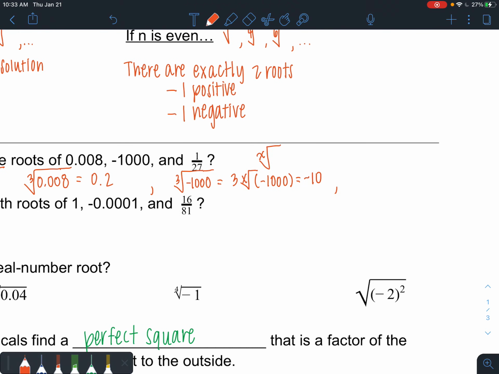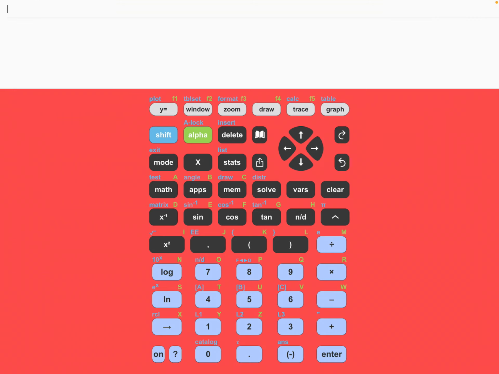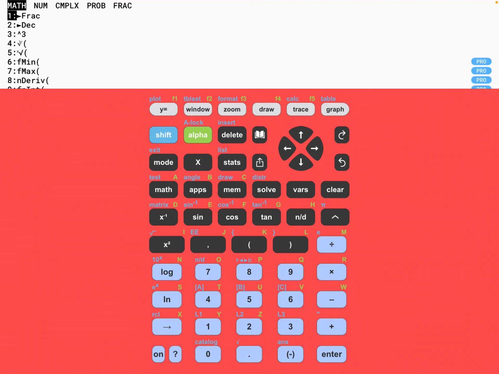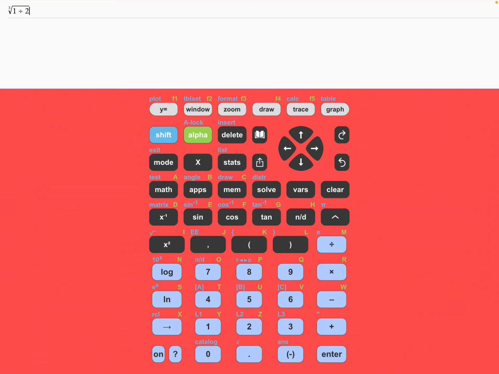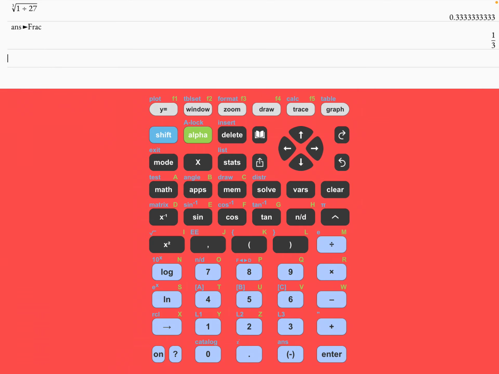And then the cube root of 1 over 27. Again, cube root of 1 over 27 equals, and I'm going to put that into a fraction, 1/3.